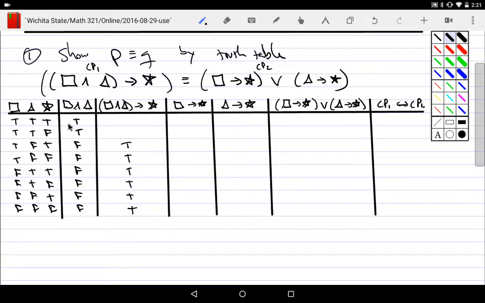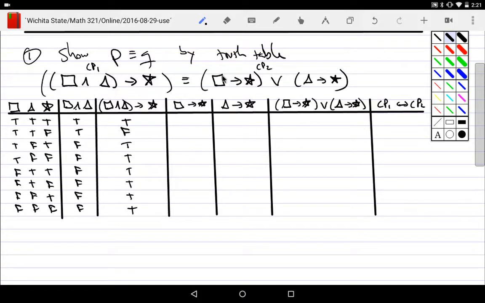The only time I have a problem is, well, true implies true, that's fine. True implies false, that's false. There's only one time under this entire implication. It's a contingency, but true, true, false is the only time it's false. Every other time it's true. Okay, so that's compound proposition one.